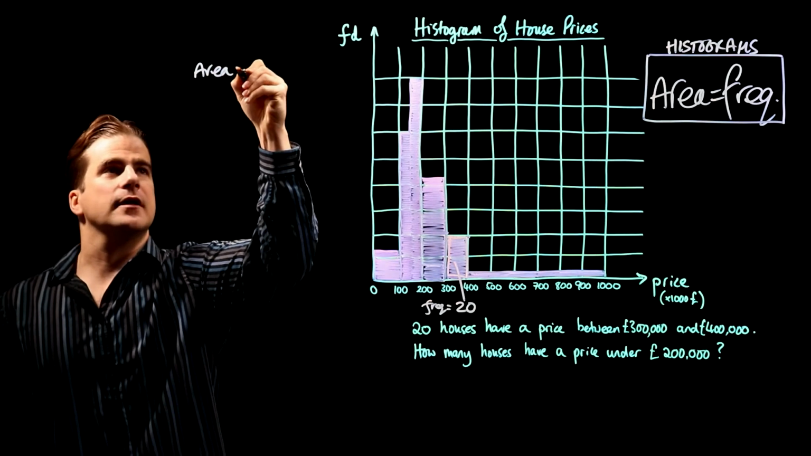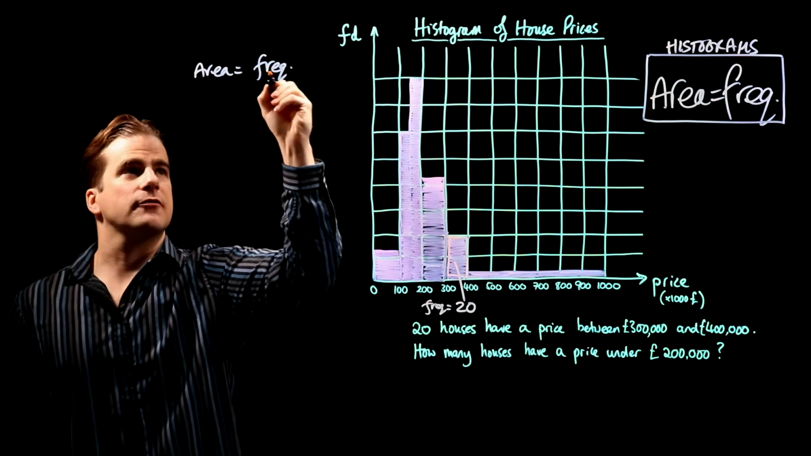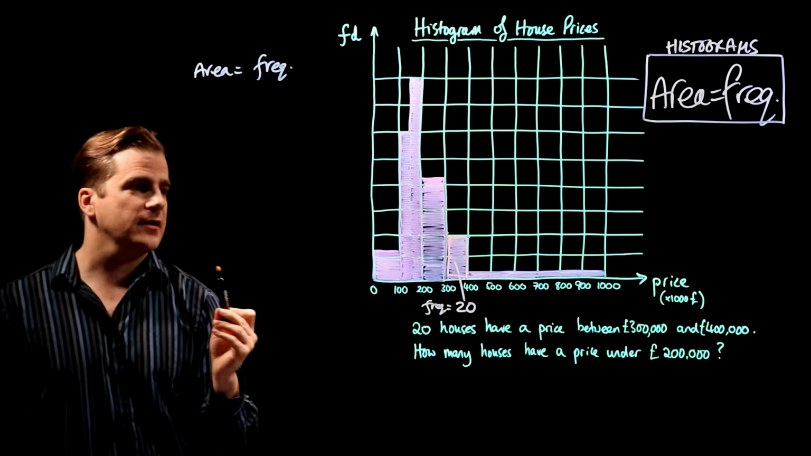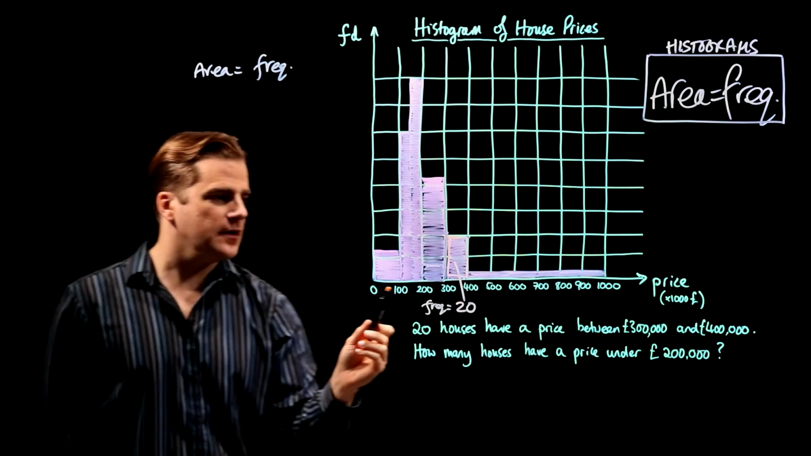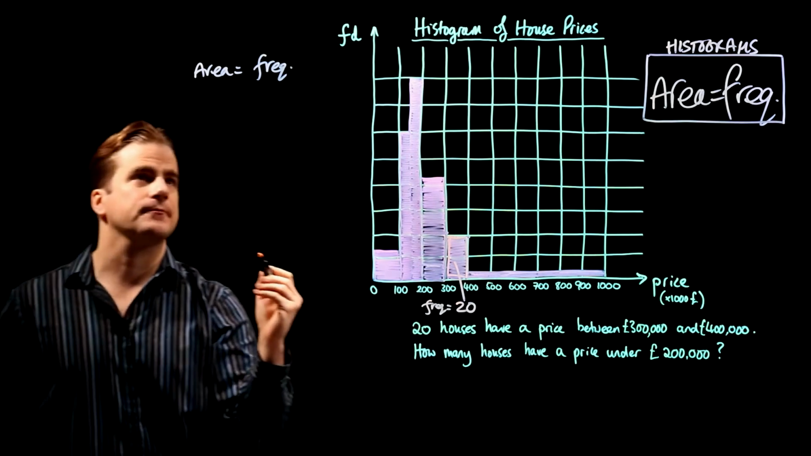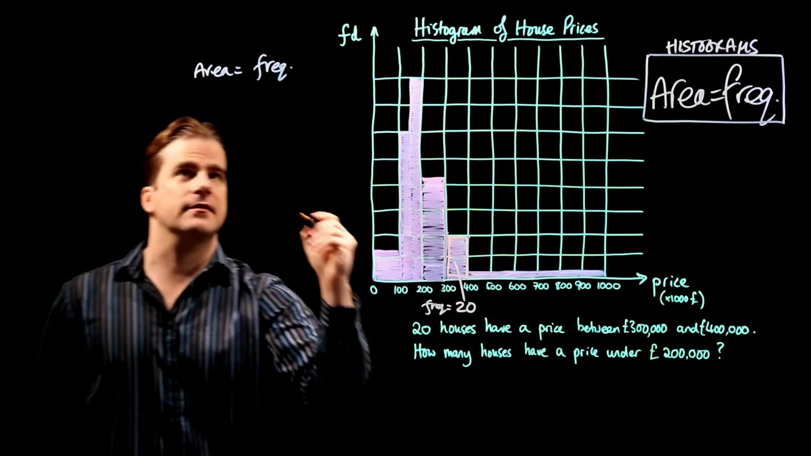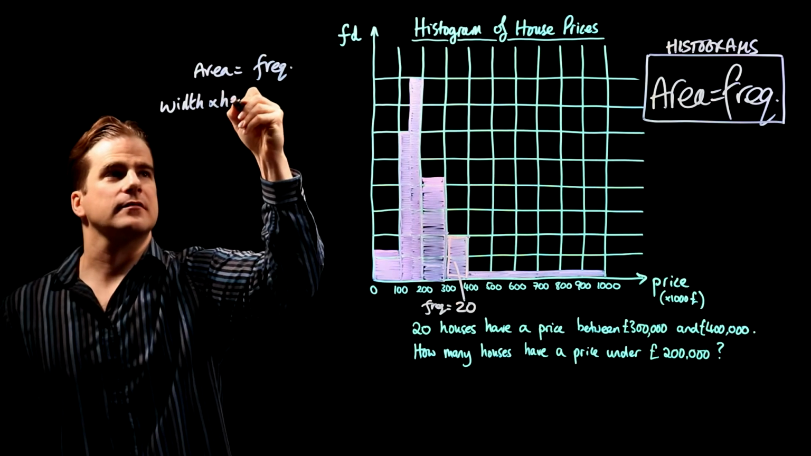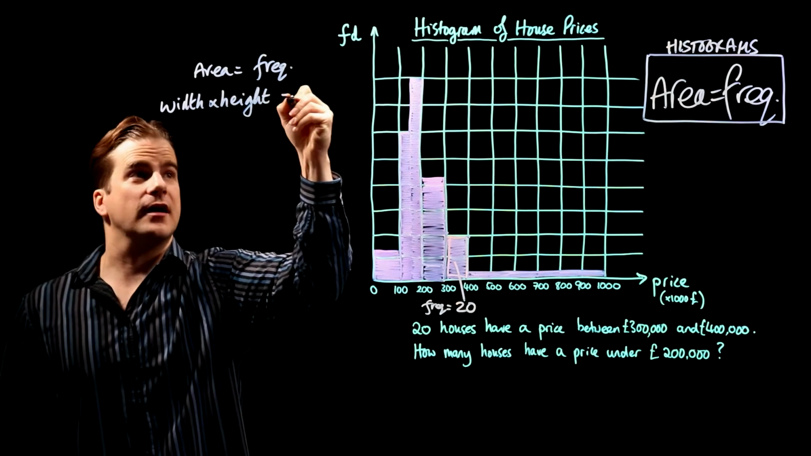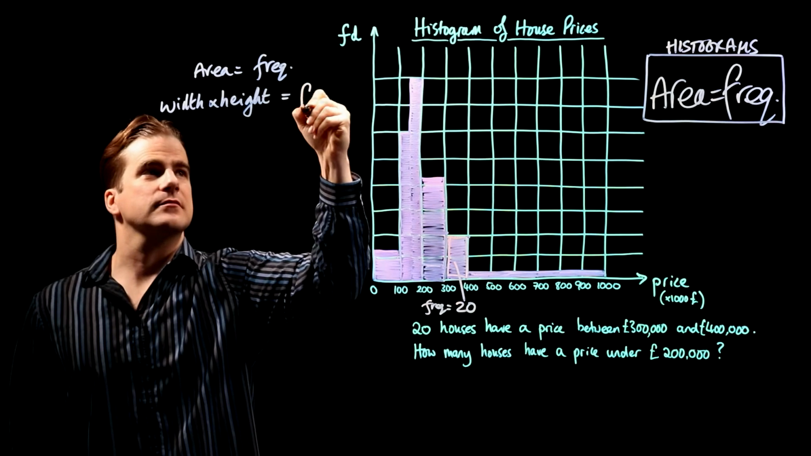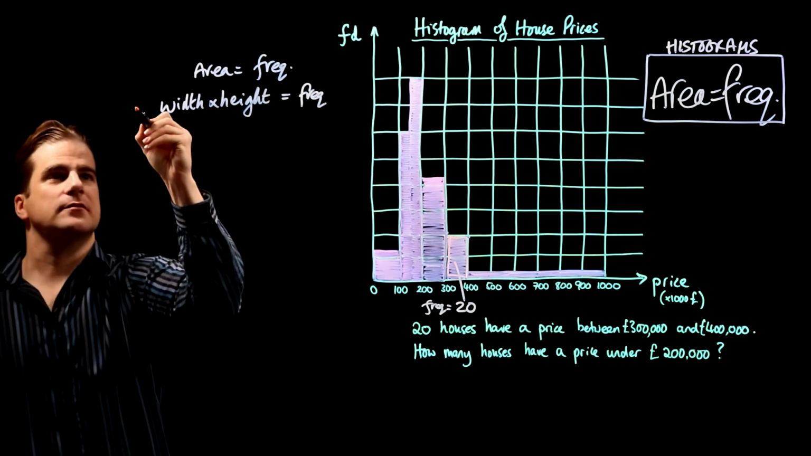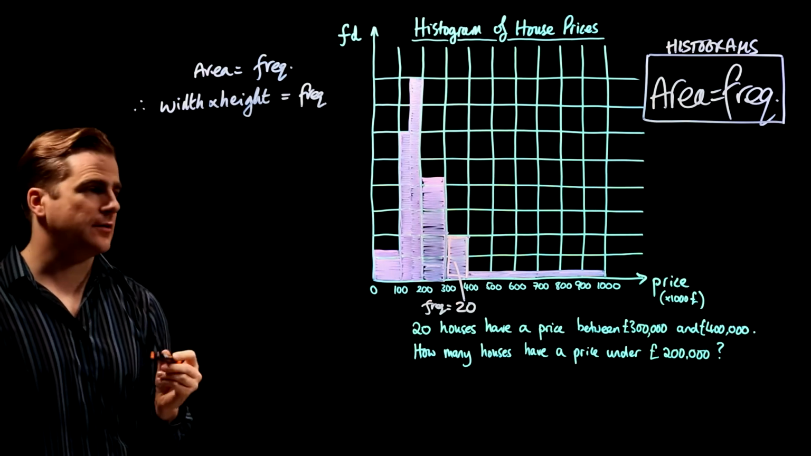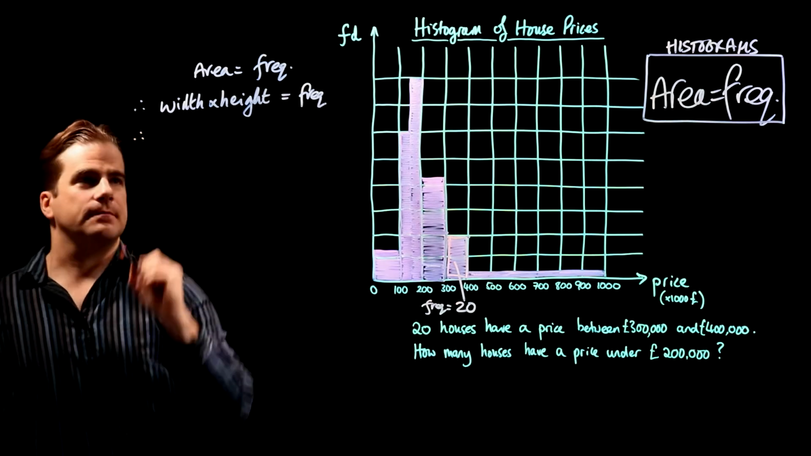Area equals frequency. Frequency, not frequency density. FD is frequency density. Area is just frequency. The area is the width times the height. Width times height is frequency, because the area is width times height. Right. Put in the numbers.